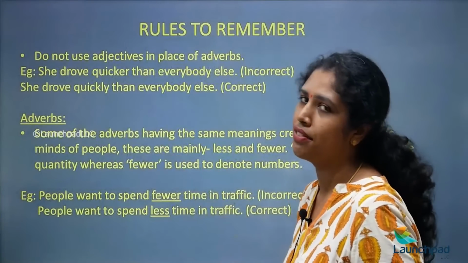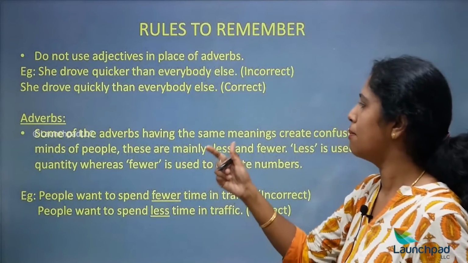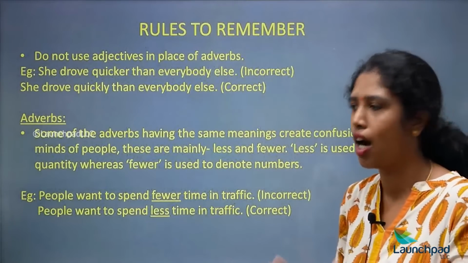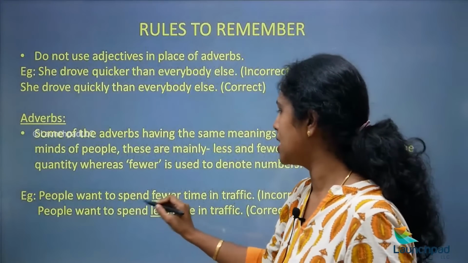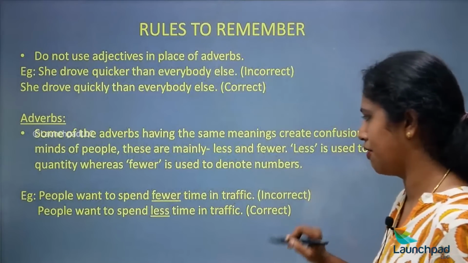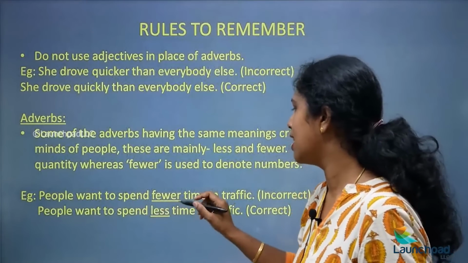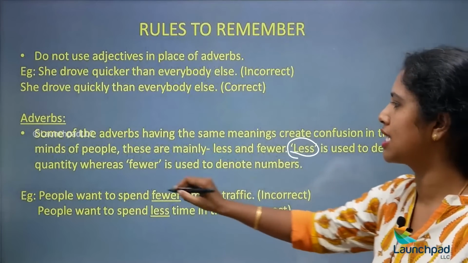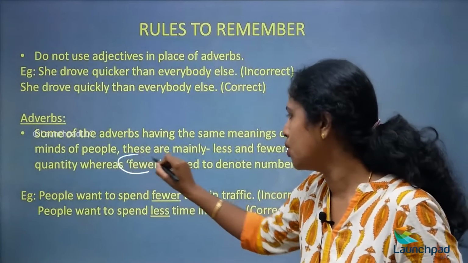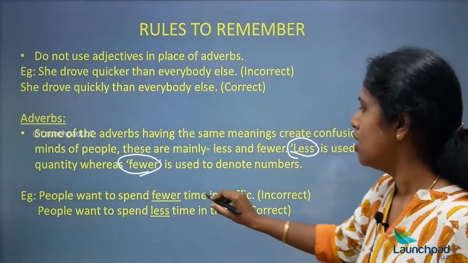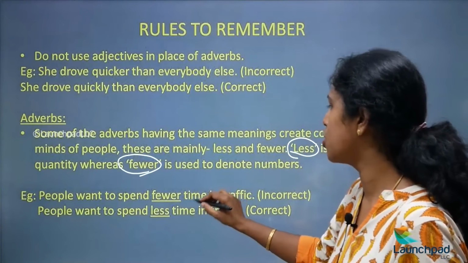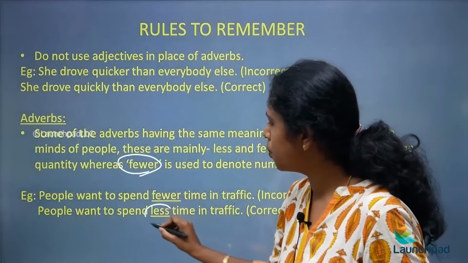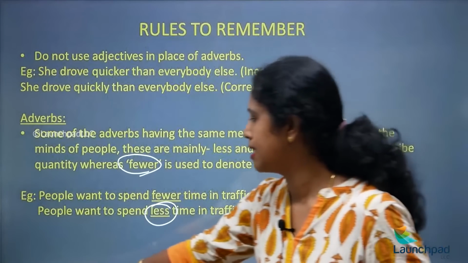Next, the topic that we are seeing is adverbs. So, some of the adverbs having the same meanings can create a lot of confusion. See, "people want to spend fewer time in traffic." "People want to spend less time in traffic." So, you see that "less" is used to describe quantity, whereas "fewer" is used to denote numbers. So here what are we talking about? We are talking about the quantity, the time phase, yes. So that is why the word "less" is your right answer.